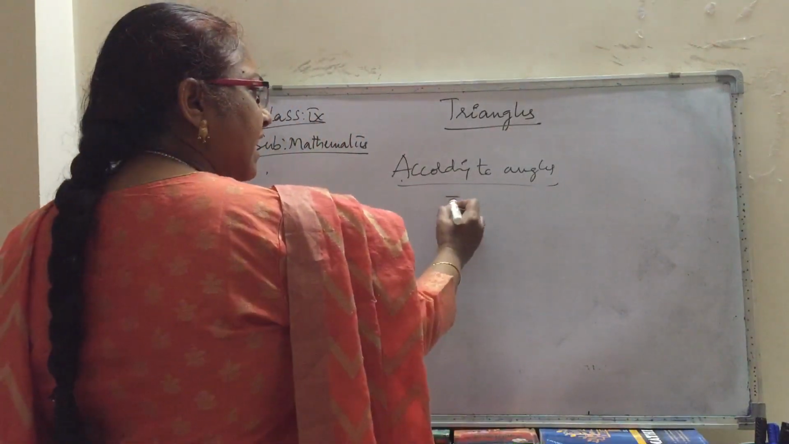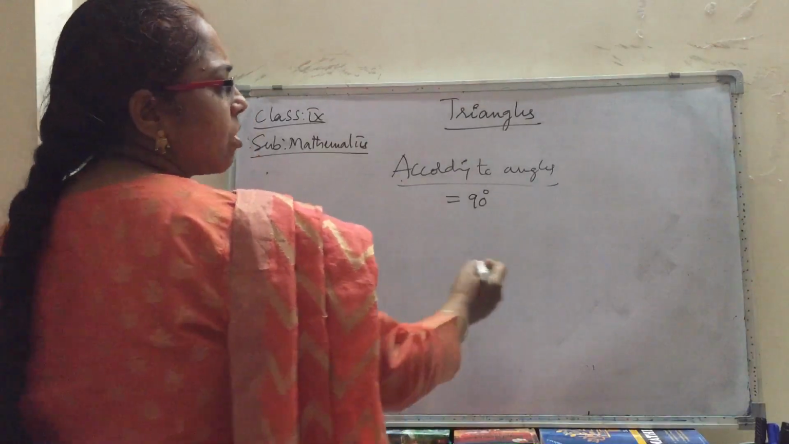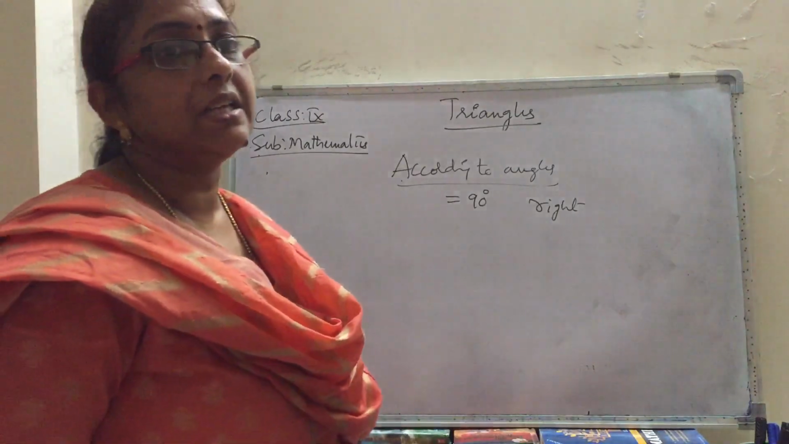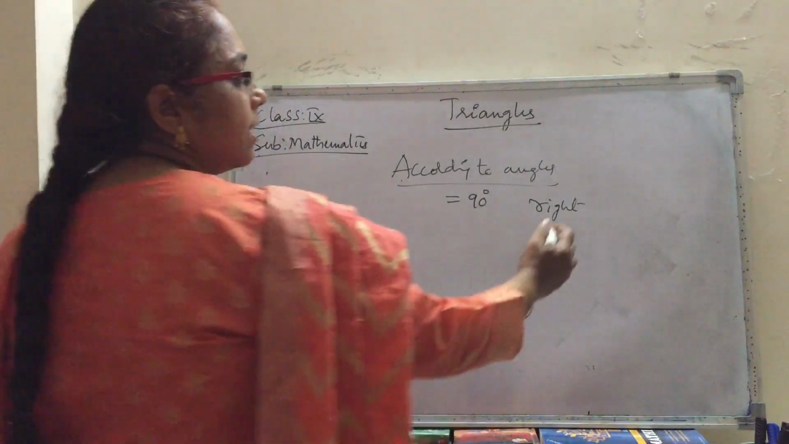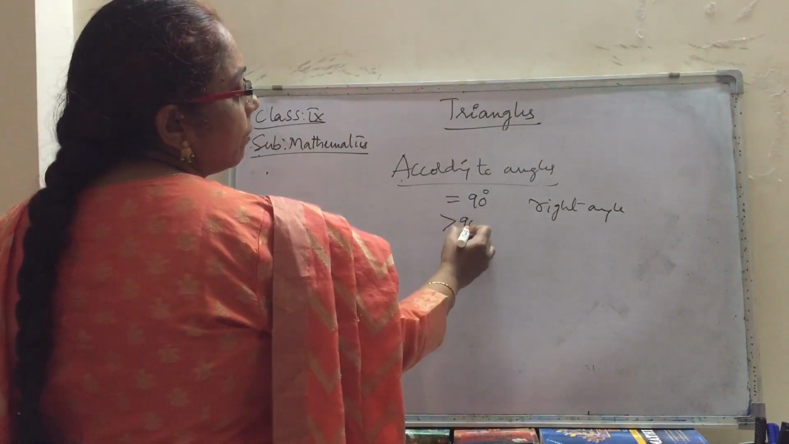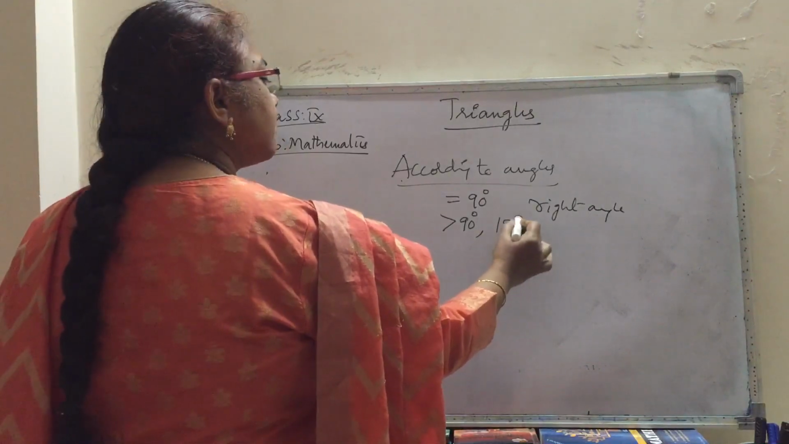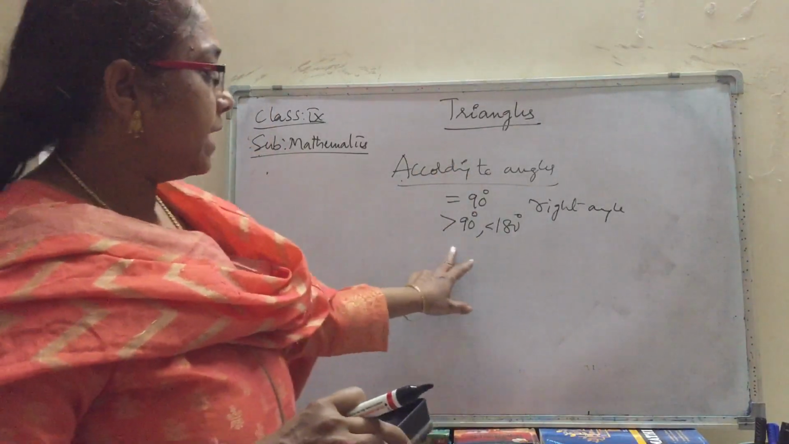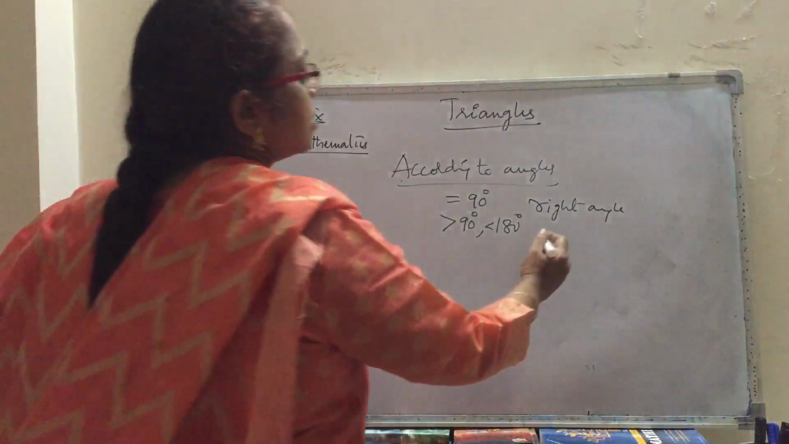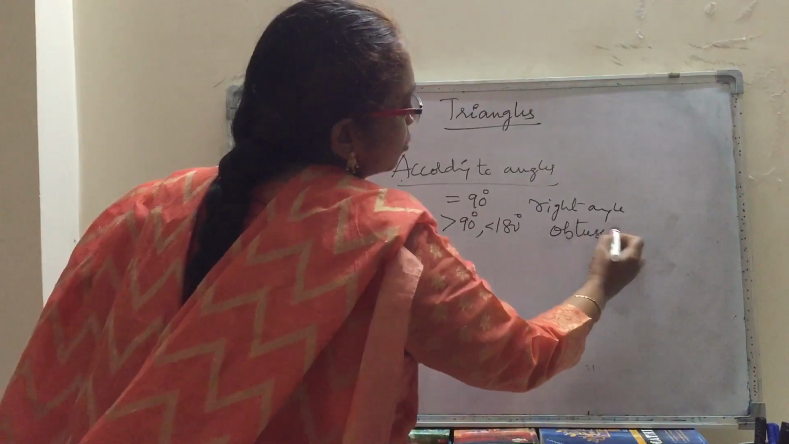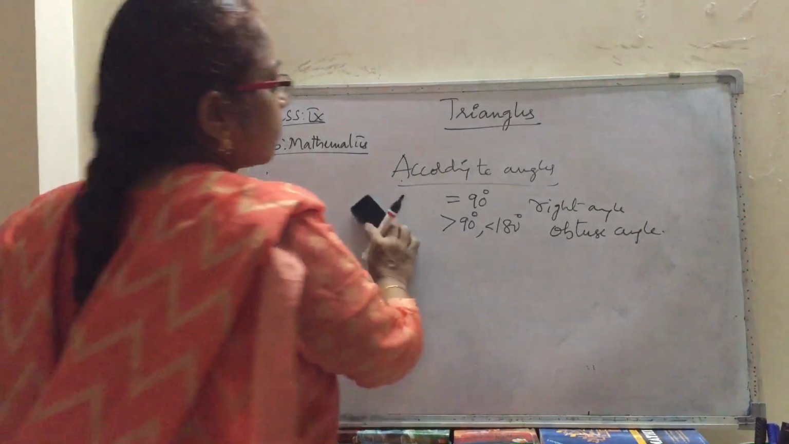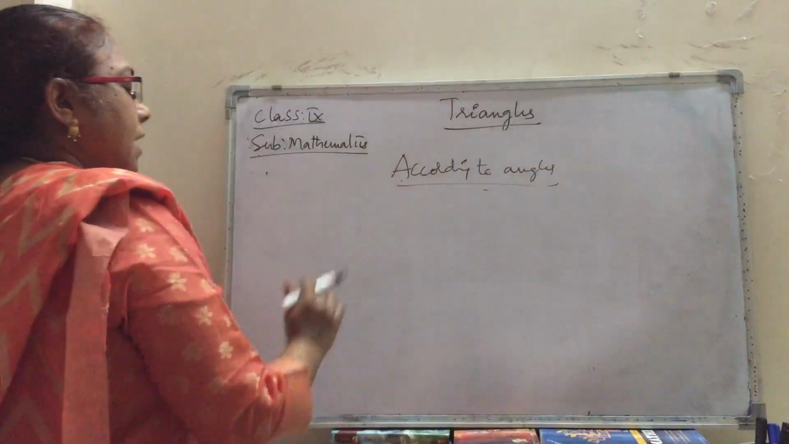And if it is exactly equal to 90 degrees, what is it called? Right angle. Any angle whose measure is exactly 90 degrees is called a right angle. Okay, it is called a right angle. And an angle whose measure is above 90 degrees and below 180 degrees, more than 90 degrees and less than 180 degrees, what is that angle called? Obtuse angle. What is it called, children? Obtuse angle.